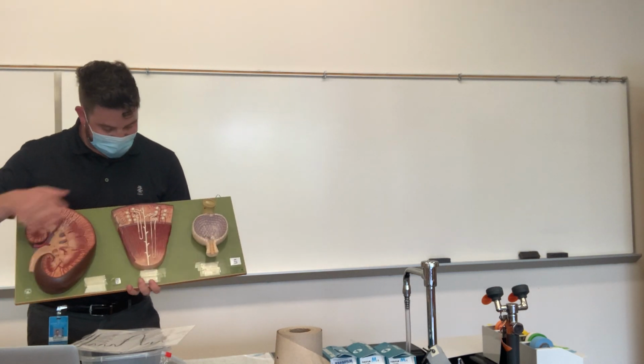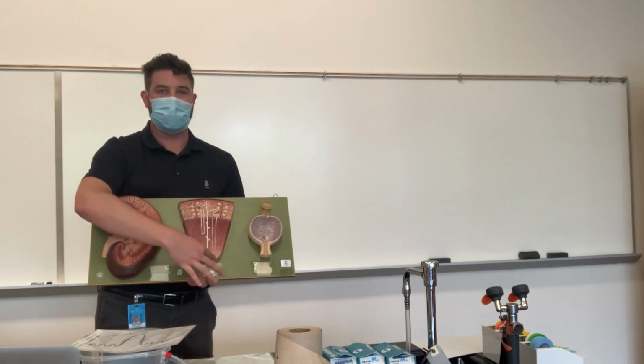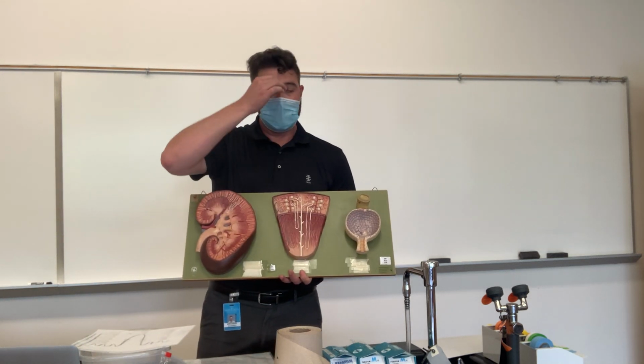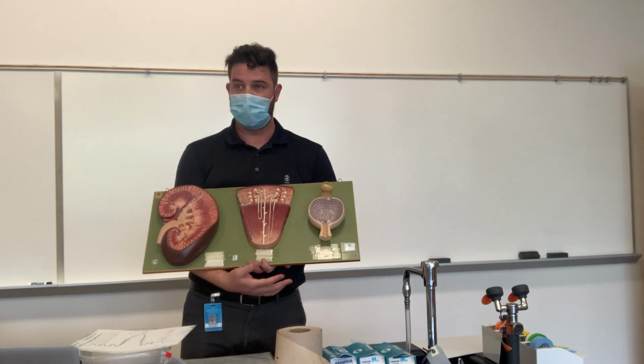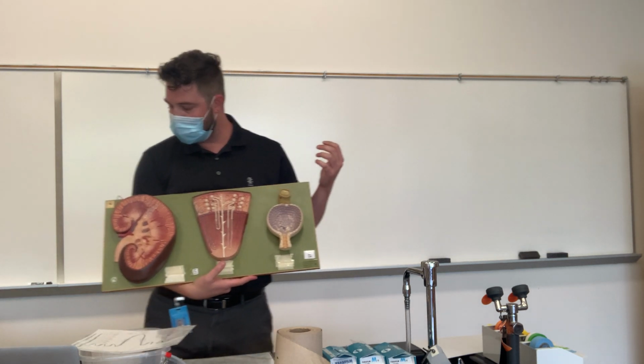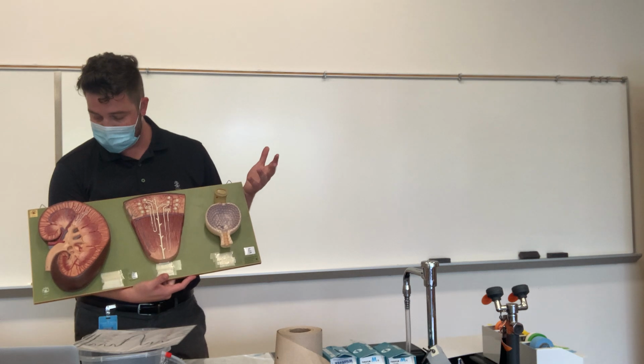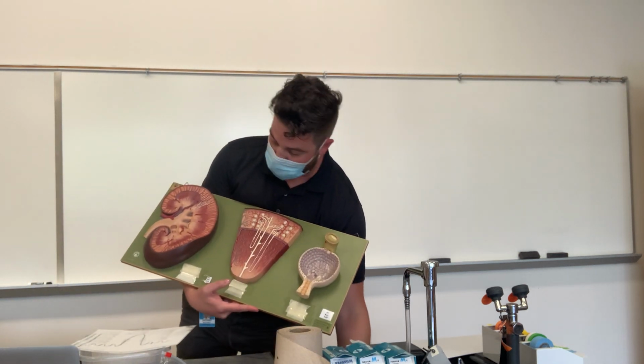Okay, so now we can look at our nephron. So this middle portion right here, this is your nephron. Your kidney has thousands, millions of these, all filtering urine. That's what they're working to do. So the nephron has several components to it. It has what's called the renal corpuscle.